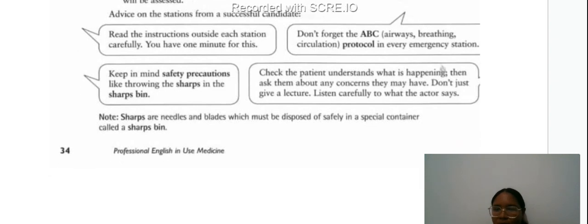Advice on the stations from a successful candidate. Read the instructions outside each station carefully. You have 1 minute for this. Keep in mind safety precautions like throwing the sharps in the sharps bin. Don't forget the ABC airways, breathing, circulation protocol in every emergency station. Check the patient, understand what is happening, then ask them about any concerns they may have. Don't just give a lecture. Listen carefully to what the actor says.